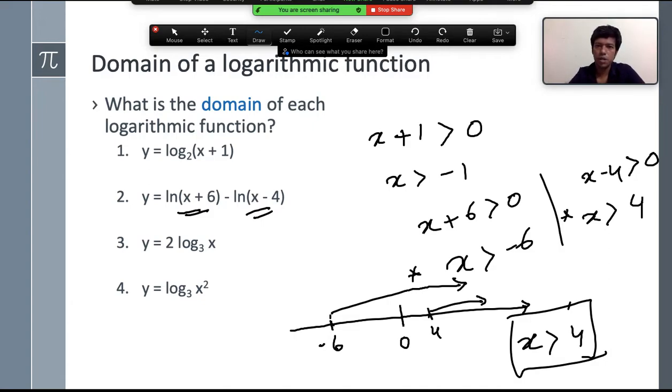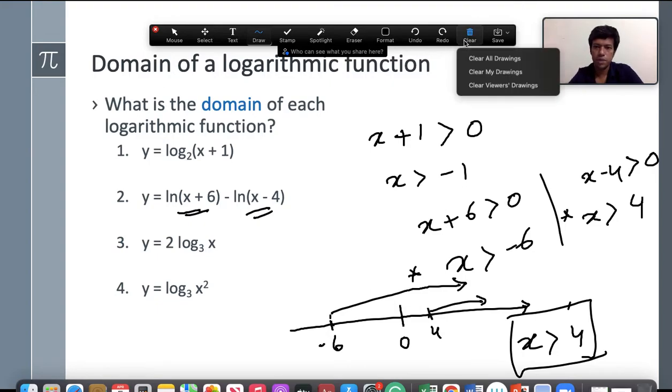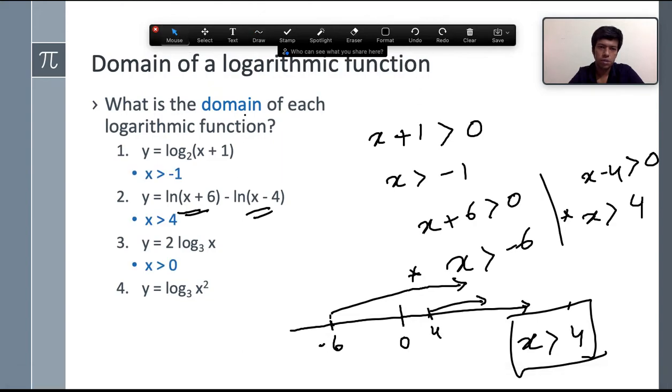Let's check the answers. The answers are actually written here. Let's keep it there. So these are the answers. See, x is greater than minus 1, x is greater than 4, this one is easy, this one is simple. Log 3 base x, so it has to be x is greater than 0, because if it is just only log 3 base x, then x has to be greater than 0.